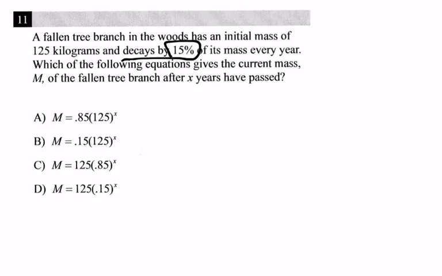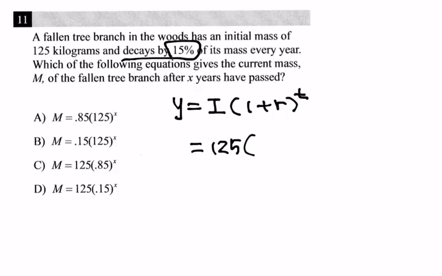Number 11. So we have decay by 15%. Initial value is 125. So what are we talking about? In fact, we are looking for exponential growth or decay. Then the function is initial value times 1 plus r to the t power. Of course, I just generally put down a plus sign, but if it has to be decay, then it will be minus. So essentially what we end up getting is 125, the initial value, times 1 minus 0.15, because that's the decay. Then we realize that choice C is essentially what we're looking for.